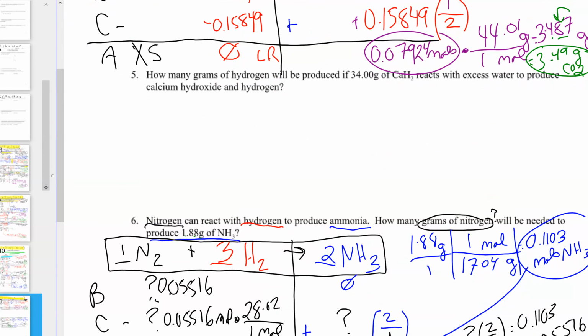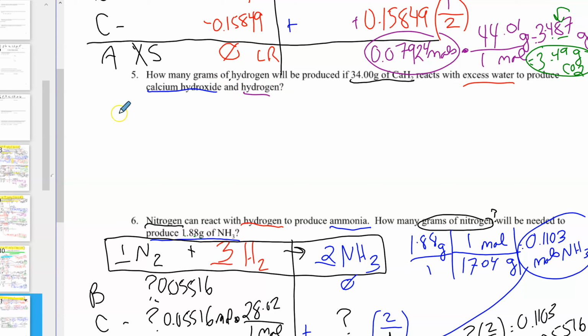So it says, how many grams of hydrogen will be produced if 34.0 grams of calcium hydride reacts with excess water to produce calcium hydroxide and hydrogen? So we've got to start with that equation first.